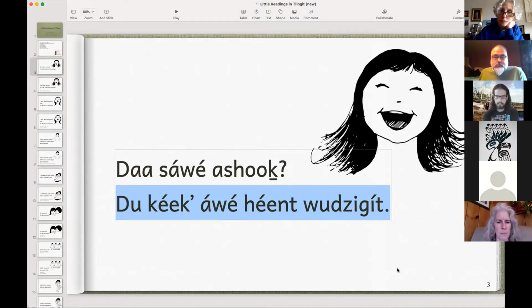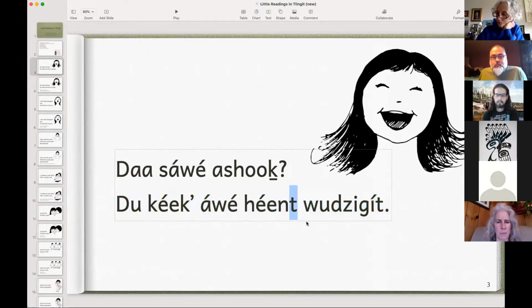Okay. And then we have heen, which is water. The letter T is to arrive at, and wudzigit is for something to fall. Okay? Thoughts or questions? Heen is to arrive at? That T is. To arrive at. So to arrive at the water. Yeah. Arrive at the water, fall in. Yeah, because you could say hinde wudzigit, they fell towards the water.